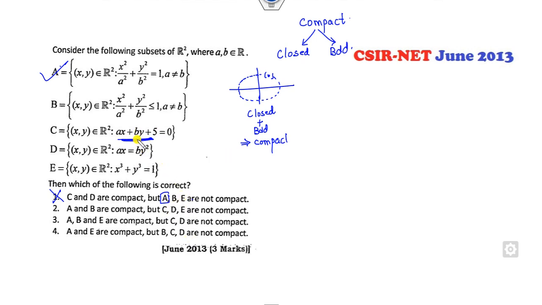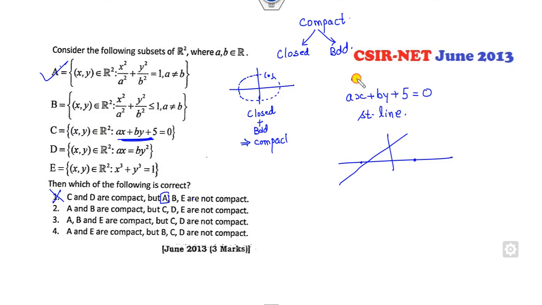Okay, C. What is that? Ax plus by plus 5 is equal to 0. This is a straight line. Fine. So this is a straight line passing through minus 5.